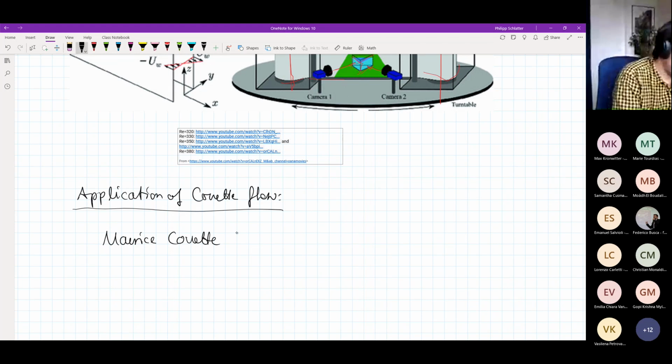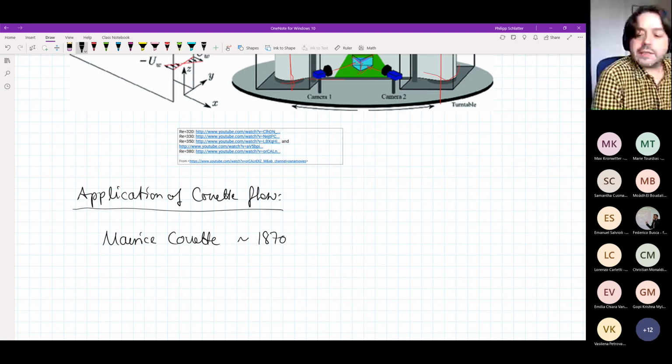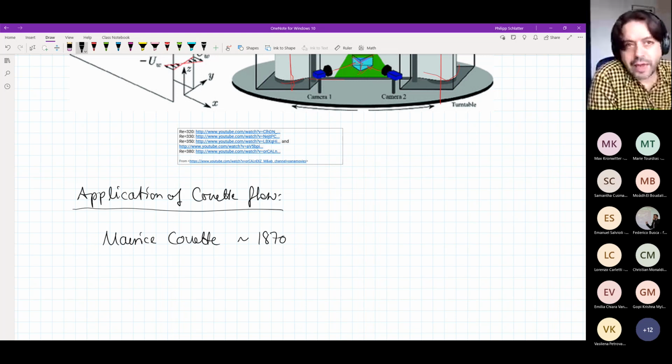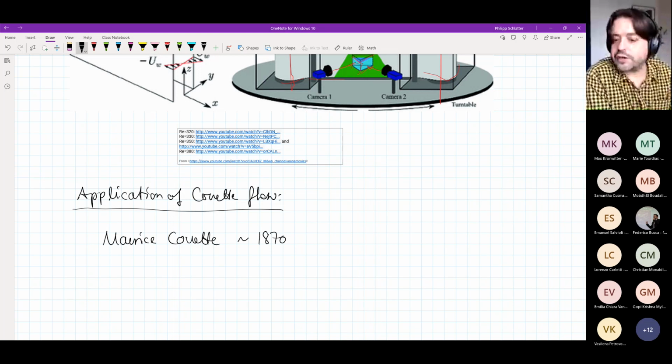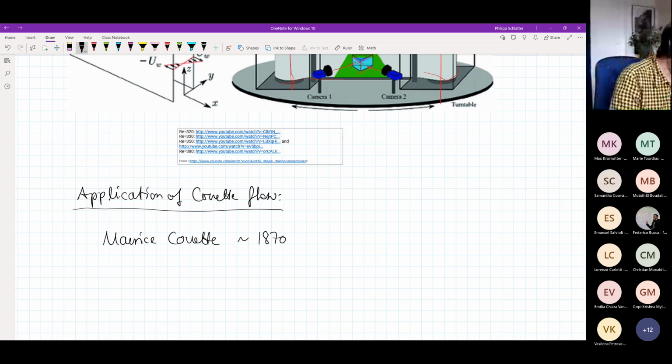goes back to Maurice Couette, the French scientist, and in the year 1870, he was tasked with trying to measure the viscosity of different fluids. So he wanted to get values for the viscosity of air, of oil, of different fluids, just to understand better the engineering aspects behind these fluids. So he wanted to measure the viscosity.